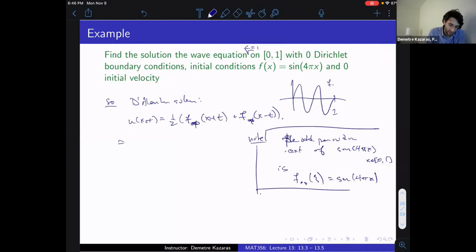Okay, so what do we get? This is 1/2 of sine of 4 pi (x plus t) plus sine of 4 pi (x minus t). Okay, let's write this down more simply, and also touch base with the earlier example. We actually solved this problem before. I didn't say what the initial conditions were exactly, but we solved this problem before.